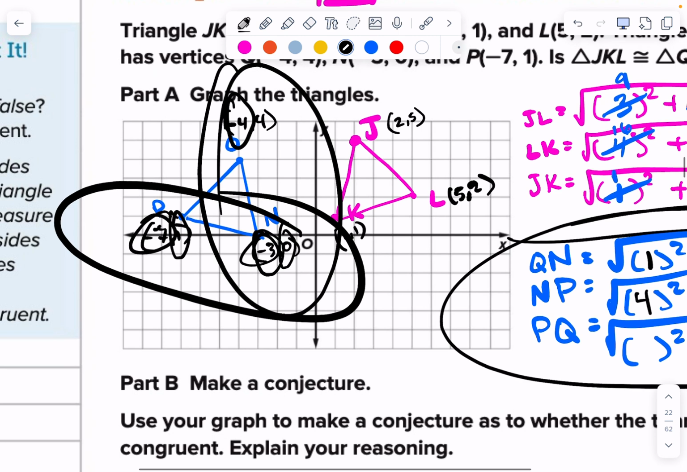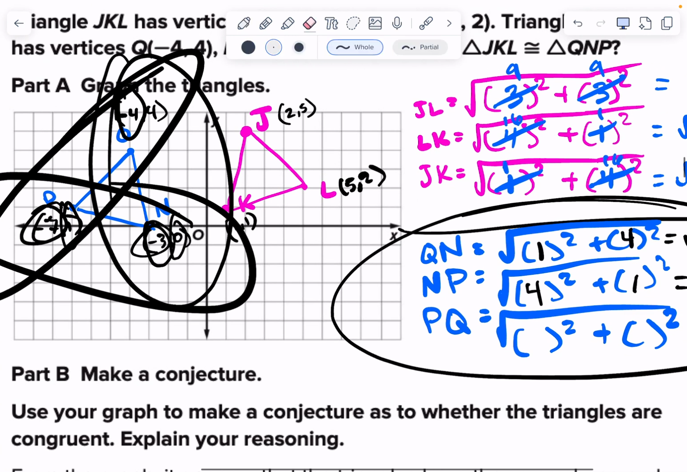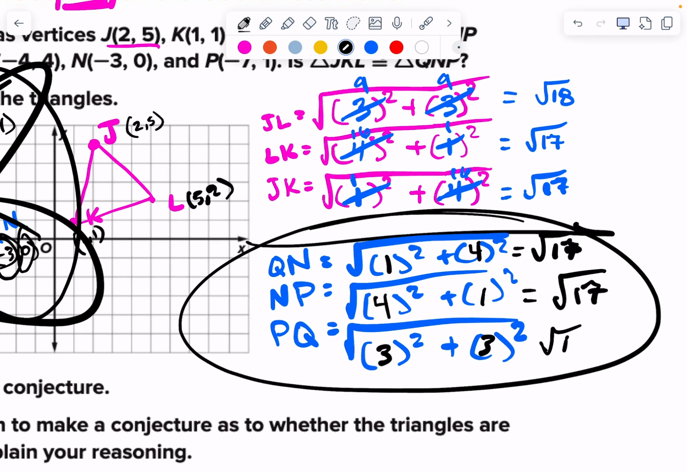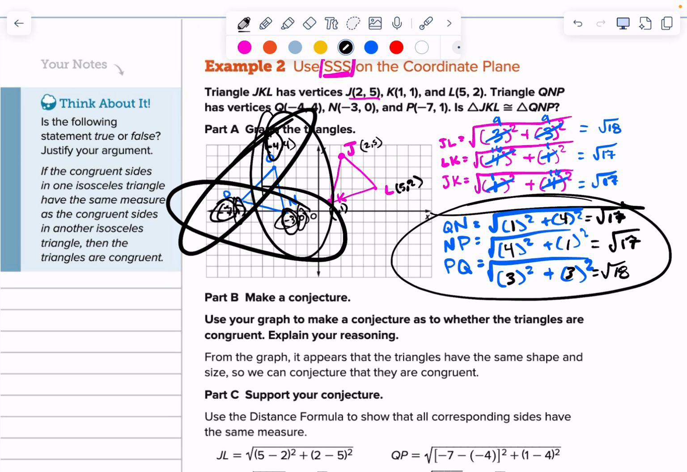Okay, the next one right here, -7 and -4, 3 and 1 and 4 is 3, and we know from above that that is the square root of 18. So, are these two triangles congruent? Yes, they are congruent because of side, side, side. All 3 sides match all 3 sides.